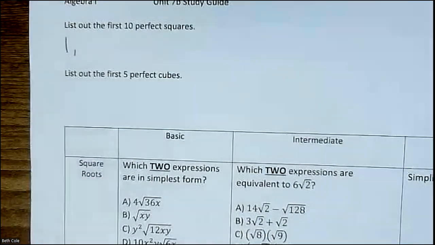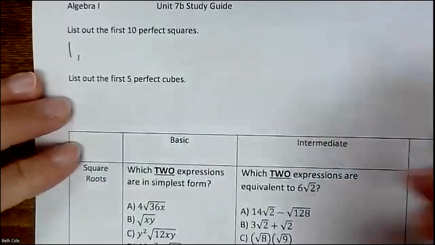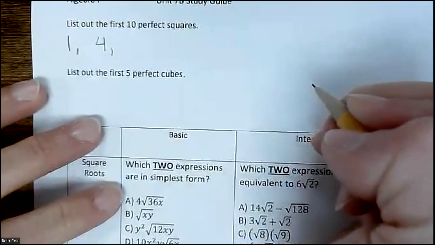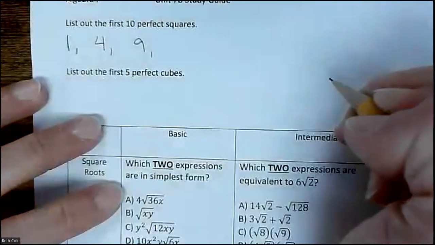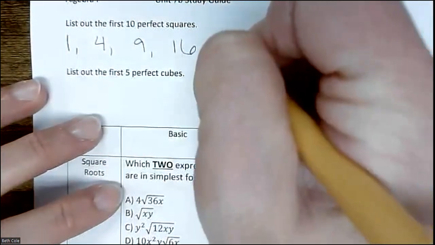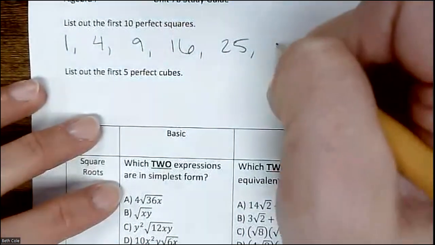1 squared is 1. What is 2 squared? Let's see if you guys can list these out. 4, good. 3 squared. Oh, I have them on the board. 3 squared is 9. 4 squared is 16. 5 squared is 25. It's silly for me to ask you. I have them on the board right behind me there.